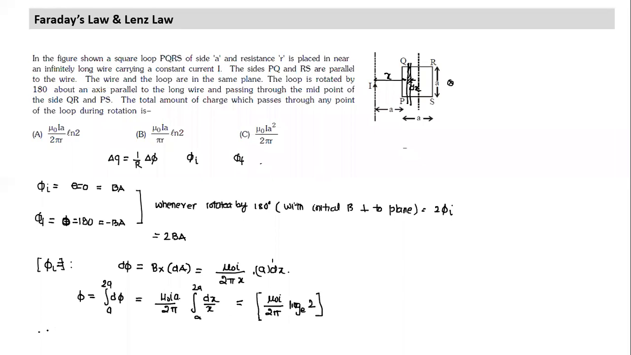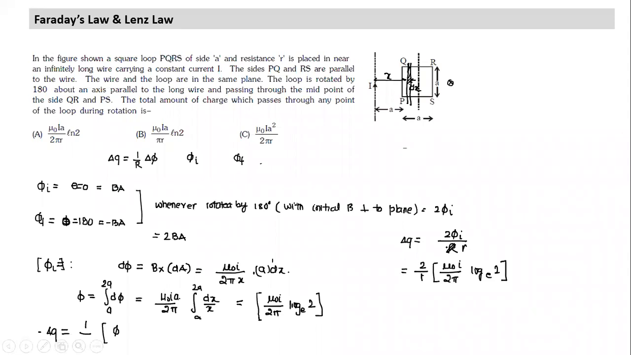So what will my charge flow be equal to? The change in flux is equal to twice the initial flux, divided by R. I'm not concerned about direction; the question also doesn't ask about the direction. So dq is equal to 1 by r into delta phi. I just substitute 2 into the initial flux. That's the change in flux divided by r, where r is the resistance. So 2 divided by r into the initial flux, which is mu naught I by 2 pi log to the base e 2. Okay, so that's how we calculate.